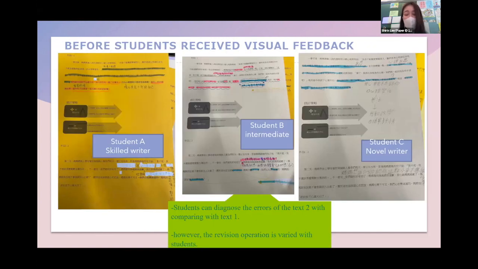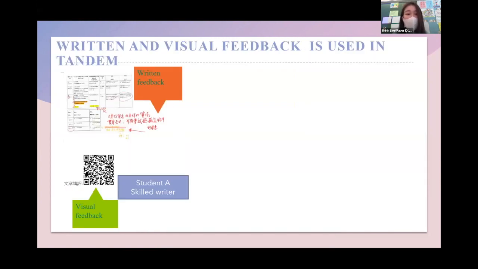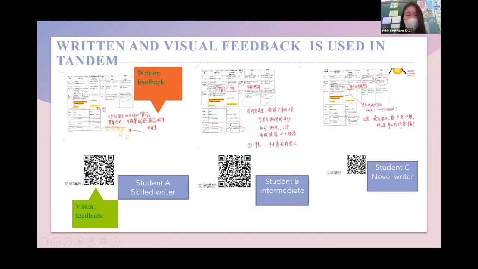So after that, they will receive the writing assignments. After the revision, they need to write the writing assignments. And there is the visual feedback for the students. I've recorded the feedback for them. And in tandem, I have also written the feedback for them. So all of them in the experimental group will receive both written and visual feedback.